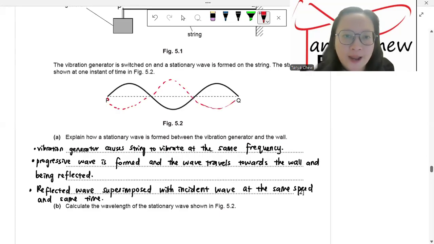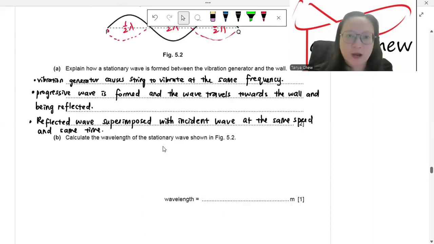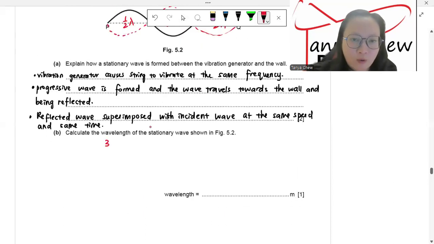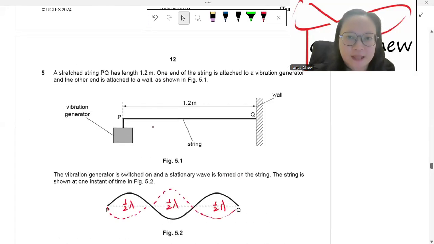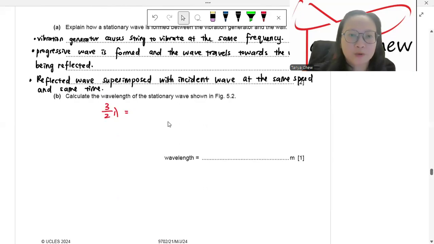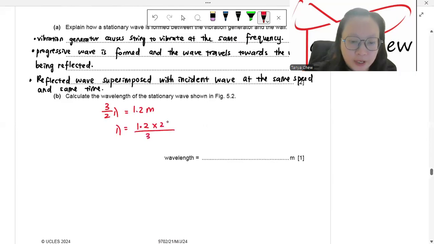Okay, so I have 3 loops here. One loop represents half lambda. So I have 3 over 2 lambda, which is equal to, remember they give us the length of the string PQ, which is equal to 1.2 meter. Lambda is equal to 1.2 times 2 divided by 3. That will give you 0.80 meter. That is your wavelength.